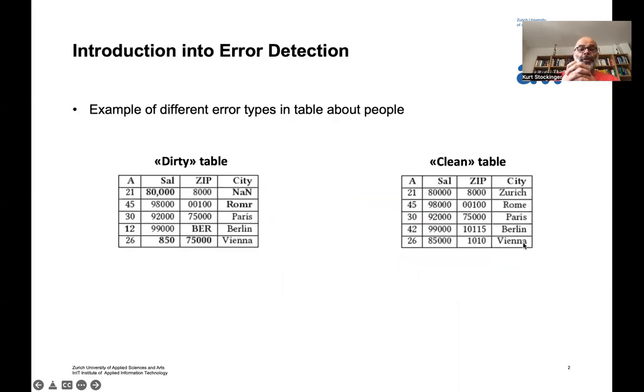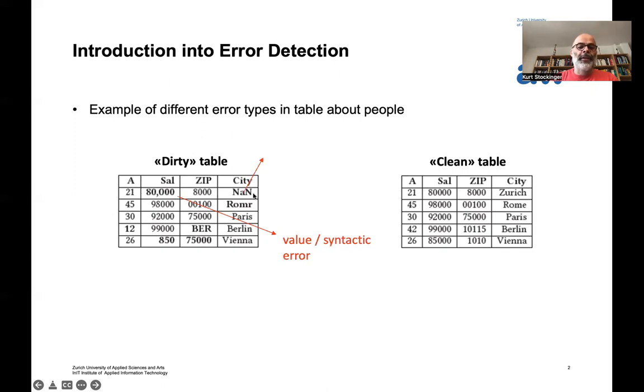Let's first introduce the problem of detecting errors in the database. Let's look at an example about information of people. Let's assume here on the left side, we have a dirty table. On the right side, we have a clean table. There's, for instance, information about the ID of a person, the salary, the zip code, and the city. And here's one specific error. We have a comma in the value, and this could be a syntactic error or a value error. On the other hand, on this side, there's no comma in there.